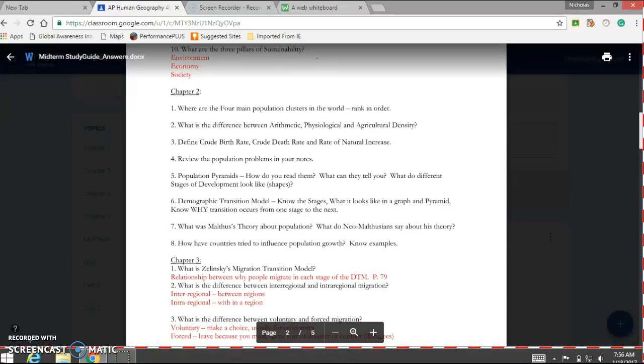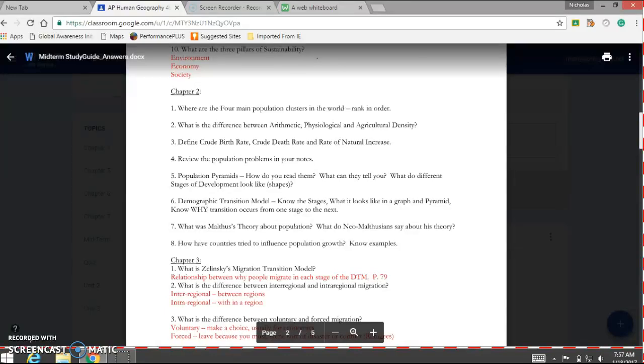So just some examples. Really high arithmetic density would be India. There's a lot of people per square mile. Really high physiological density, Egypt. There's a lot of people per arable land. And then really high agricultural density would be the Netherlands. And then a really low agricultural density would be the United States. There's not a lot of farmers for the amount of arable land that we have in the United States.